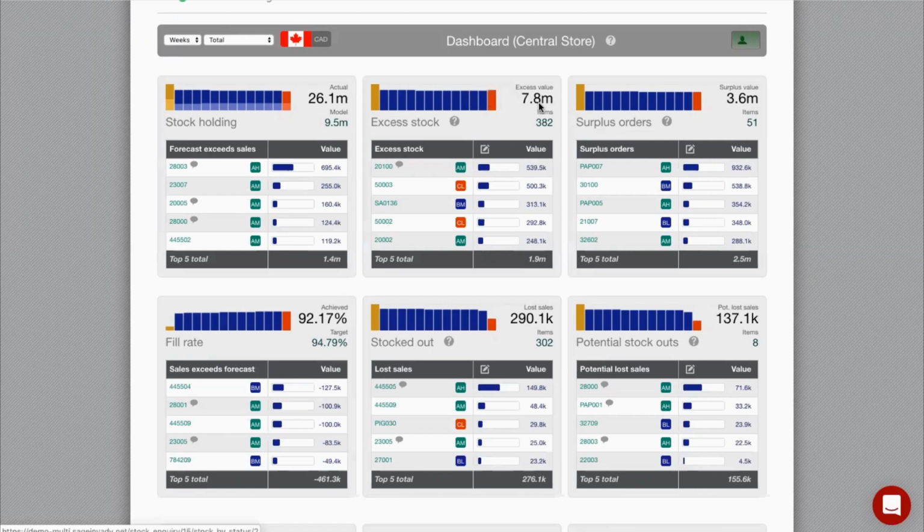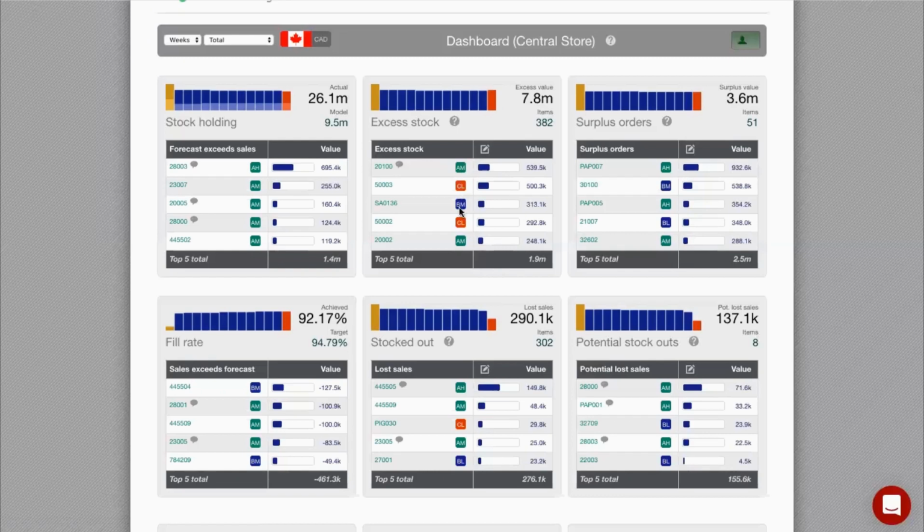So how can we work on this excess and try to bring that down? There are 382 items over here. Obviously, you're not going to work through 382 items in a day or a week or even a month. So what we do is bring the top 5 in each of these sections to the fore for you to deal with. Here we can see 1.9 million of that 7.8 is sitting in just these 5 items. So how can we be effective very quickly in decreasing our stock value?